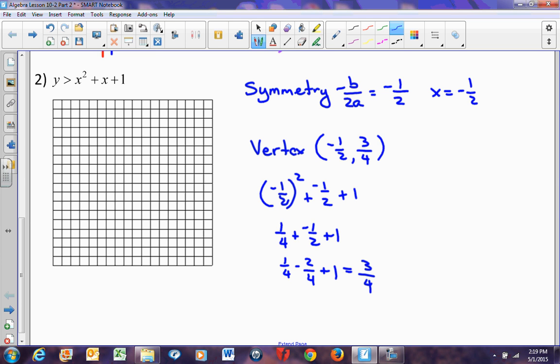So there's my vertex, there's my axis of symmetry. I need some points. If I chose the point 0, I would get 1 as another point. I'm going to choose point 1, just because I want to. 1 squared is 1, 1 plus 1 is 3. So there are my points. Now, it's a little hard to graph negative 1/2, positive 3/4, graphing by ones.